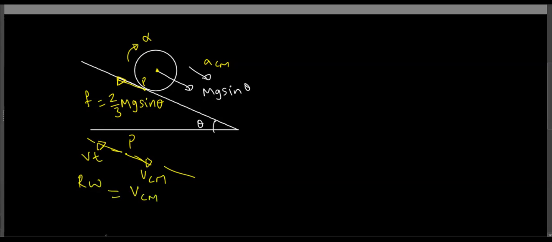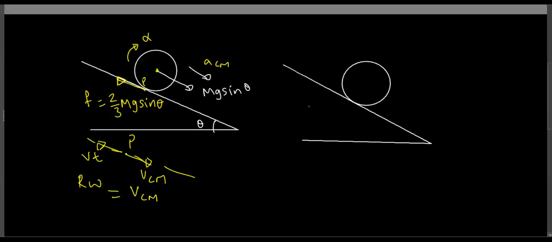So when the object is rolling up the incline, you're with me so far? Ananya, are you there? Yeah, I'm there. Okay, so when the disk is rolling up, you want velocity of center of mass obviously upwards, even though it is decreasing.